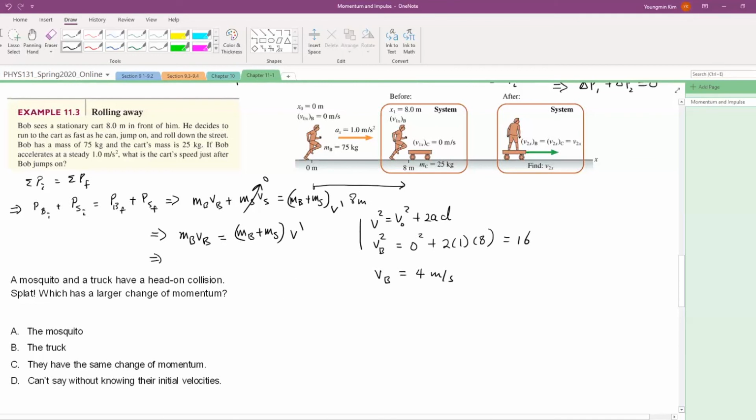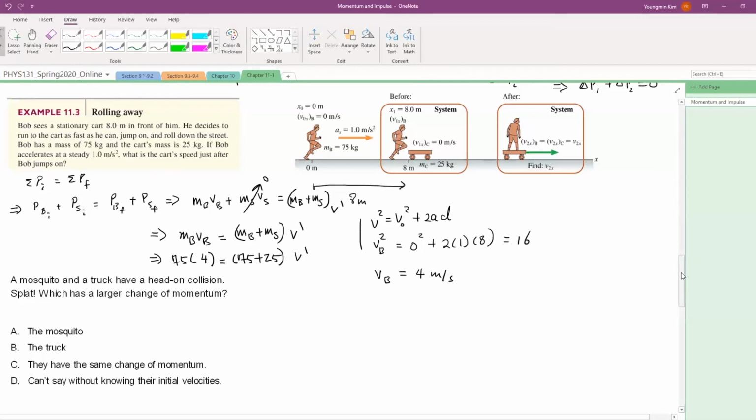Go back here, we have the mass of Bob, that is 75, and with that mass he ran with a velocity of 4 meters per second until he hops on the skateboard. Afterwards, you have the two masses added together, and then we're asked to solve for v prime. And that is simple arithmetic that you can solve.